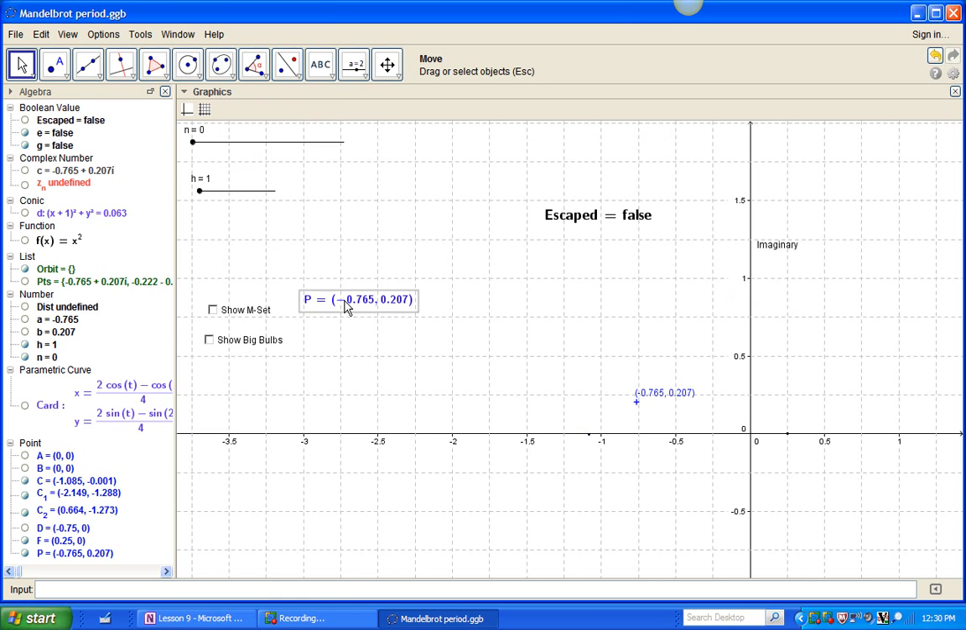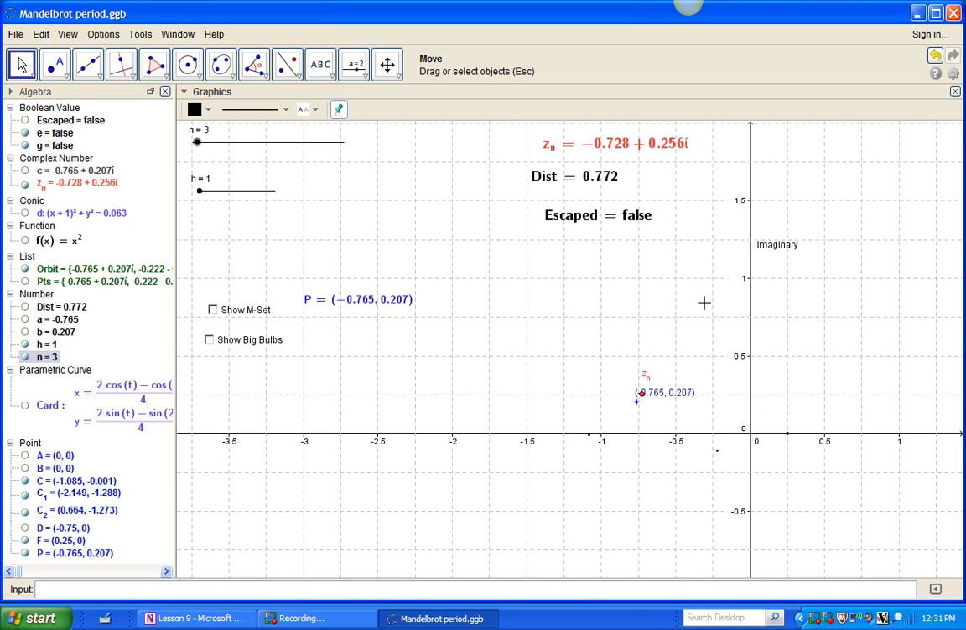Notice that the point we're considering, the value of C, I call P for point, probably should have called it C. And it's listed up here, the real part and the imaginary part. And so that's what I'm considering. There's a point right there. Let's let n gradually increase. You can see up at the top the values of the iterations and the distance they are from the origin.